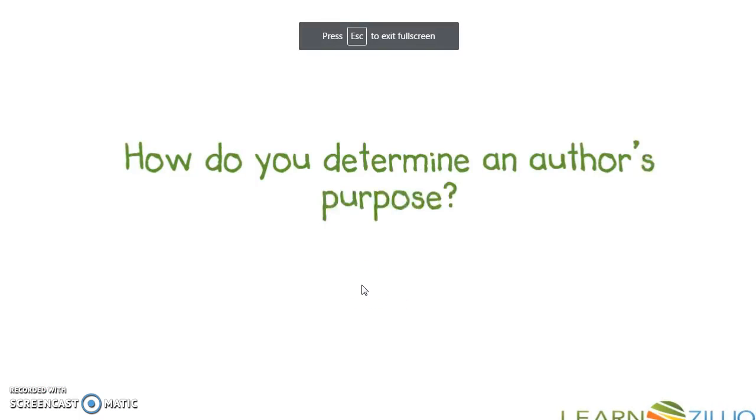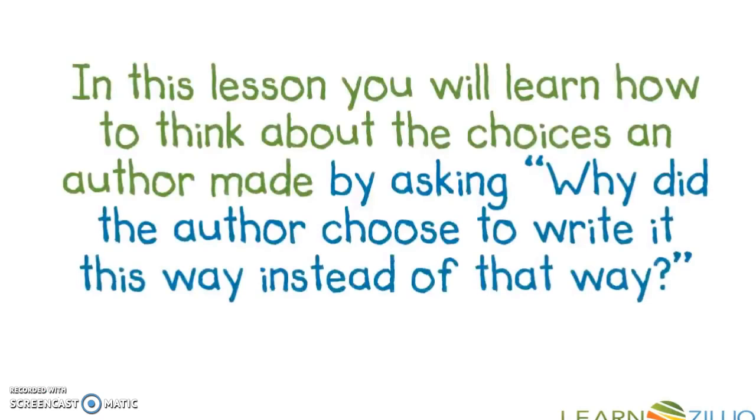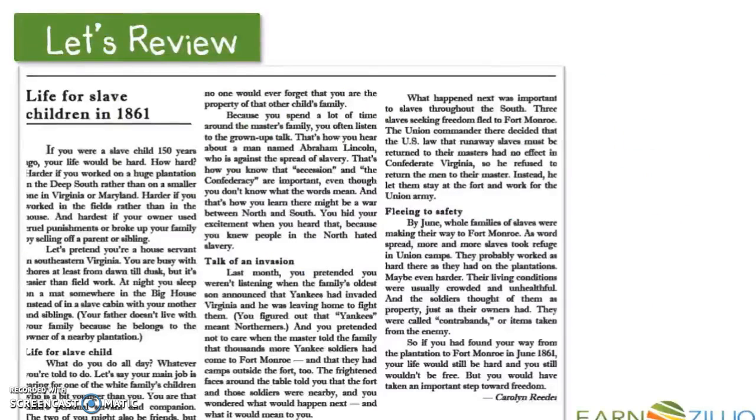How do you determine an author's purpose? In this lesson, you will learn how to think about the choices an author made by asking, why did the author choose to write it this way instead of that way? The article we've been looking at is Life for Slave Children in 1861.